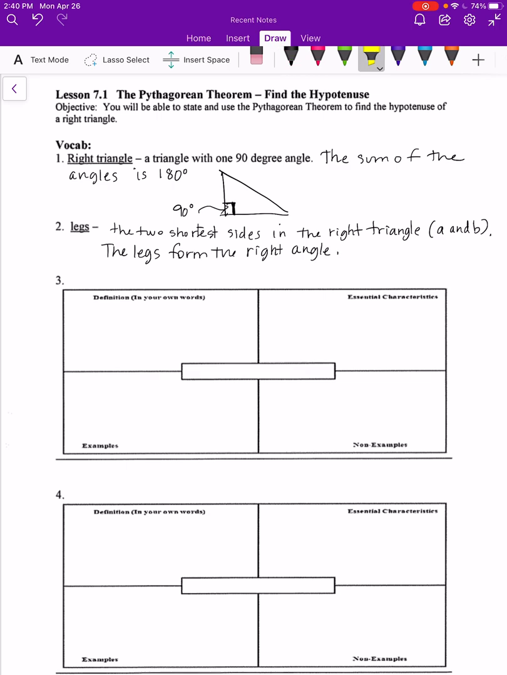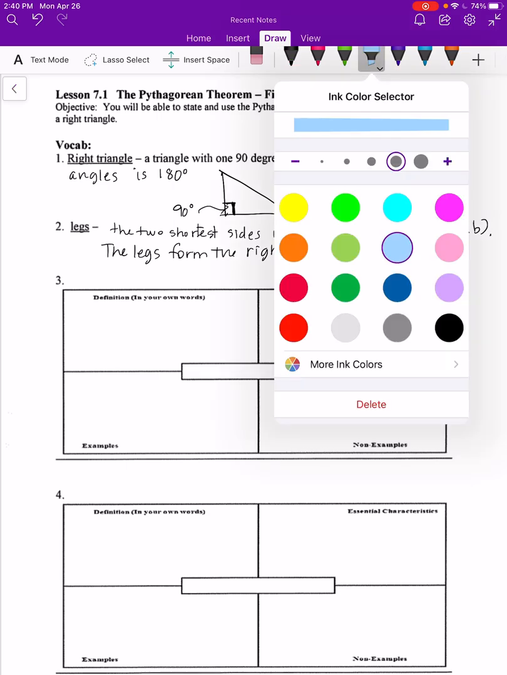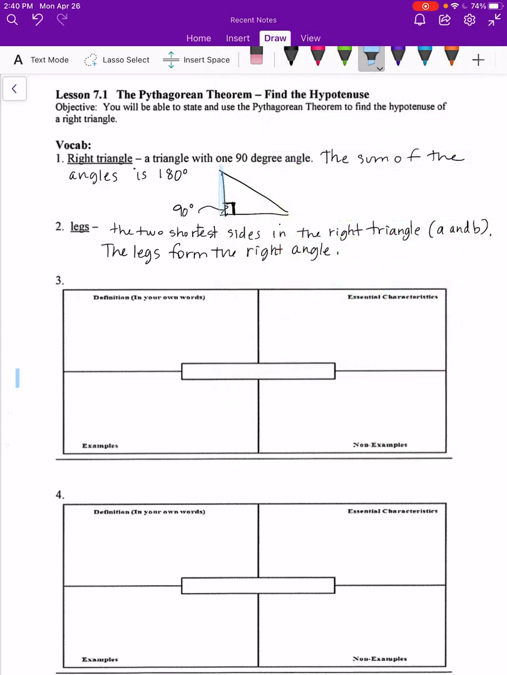So usually I always highlight the legs in blue. So this is a leg here, and this is a leg here. So those are both legs. The legs form the 90-degree angle, and you can see that they make up the 90-degree angle right there. So they're referred to as A and B. The legs form the right angle. All right, so moving on.